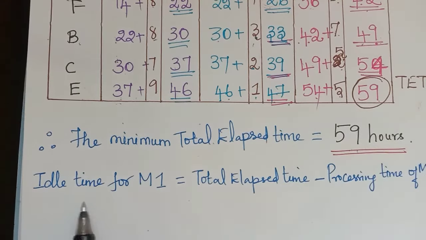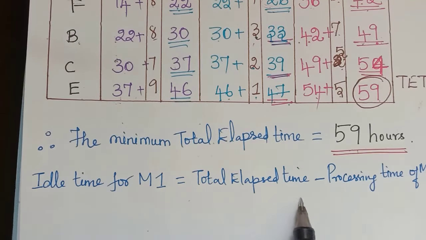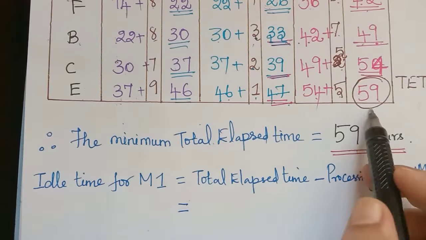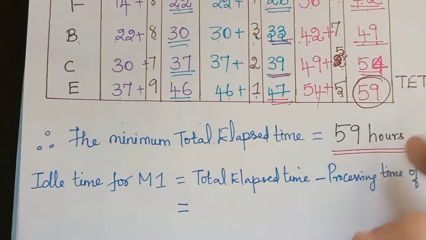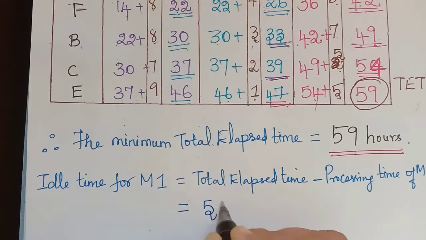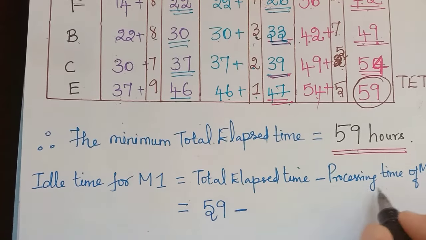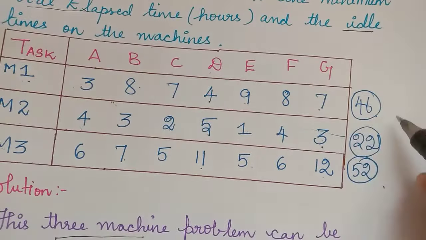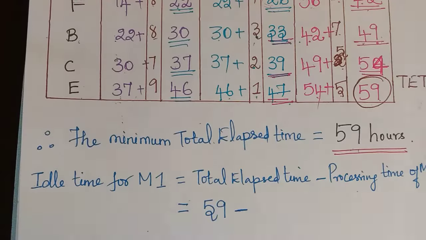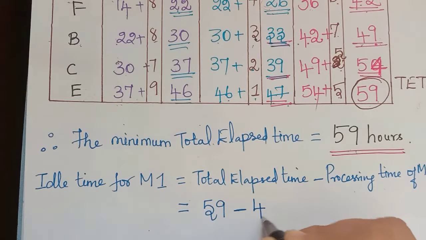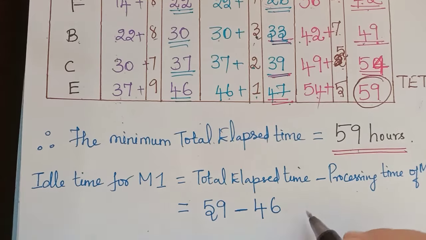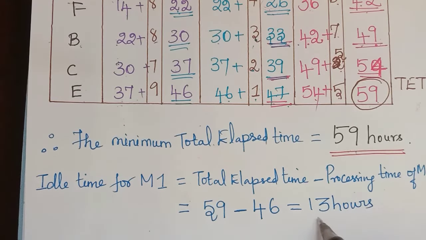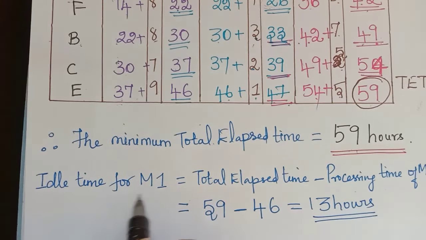So for mission 1, I have written total elapsed time minus processing time of mission 1, which is equal to, what is the total elapsed time? It is 59. So 59 minus, what is the processing time of mission 1? We got 46 as the total processing time. So 59 minus 46, and that is equal to 13 hours. So this is the ideal time for mission 1.